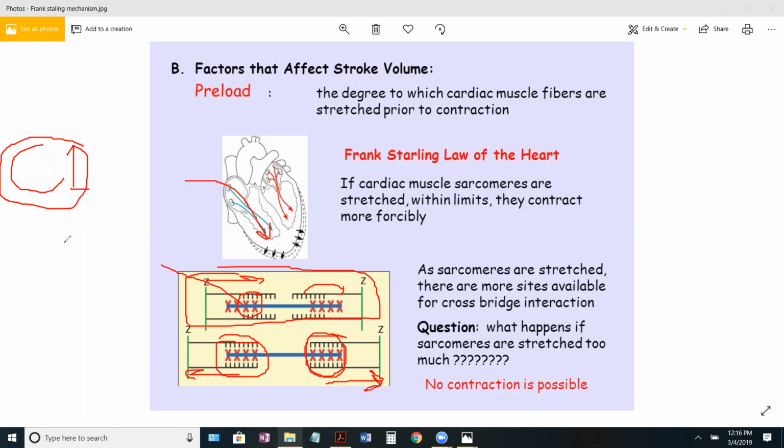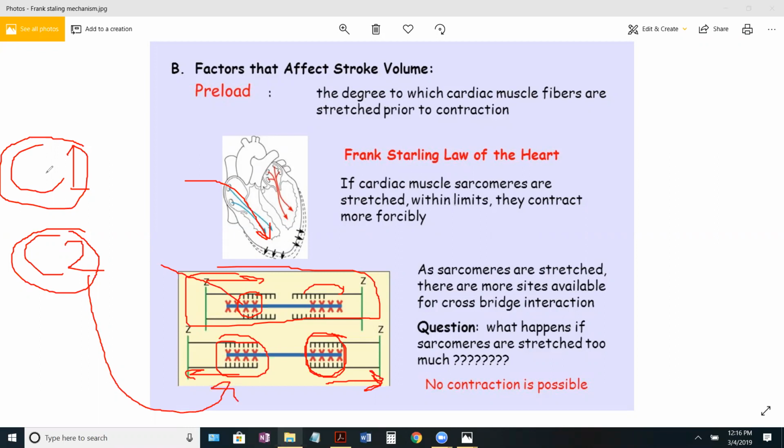And what do you think? Will C2 be stronger or C1 be stronger? C2. Okay. So more cross bridges between the actin and the myosin means more contraction of the cardiac muscle fiber. So that's the Frank Starling mechanism.